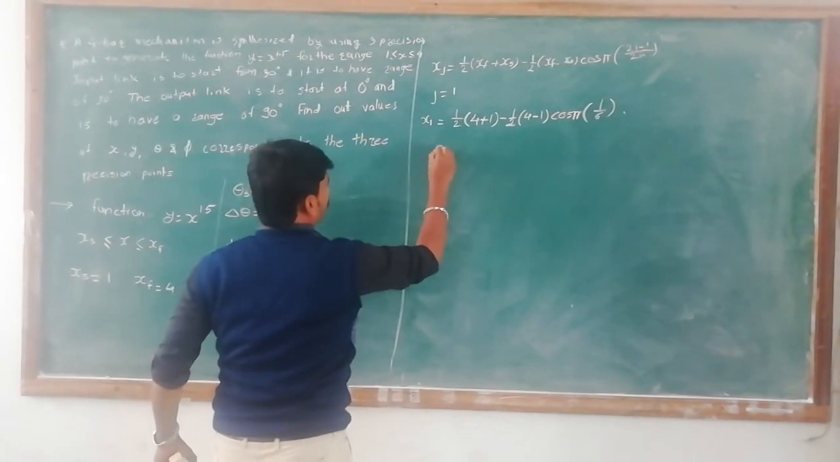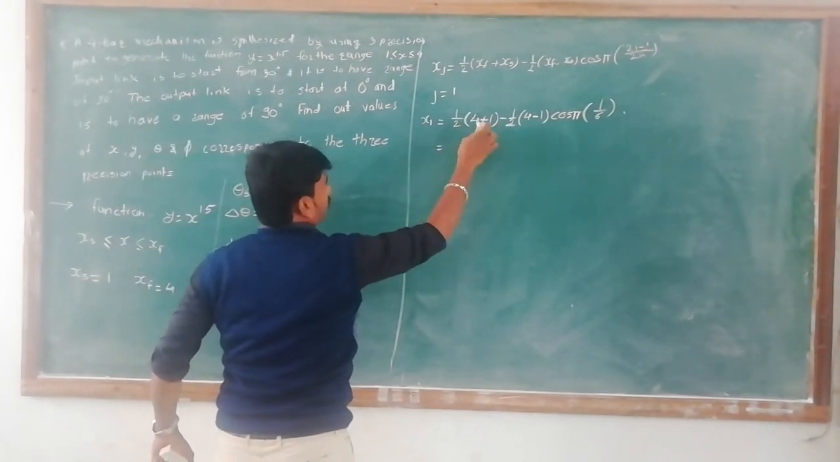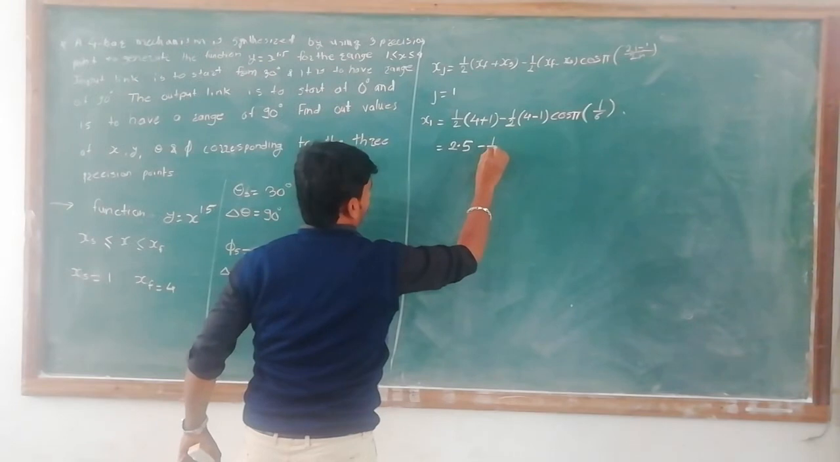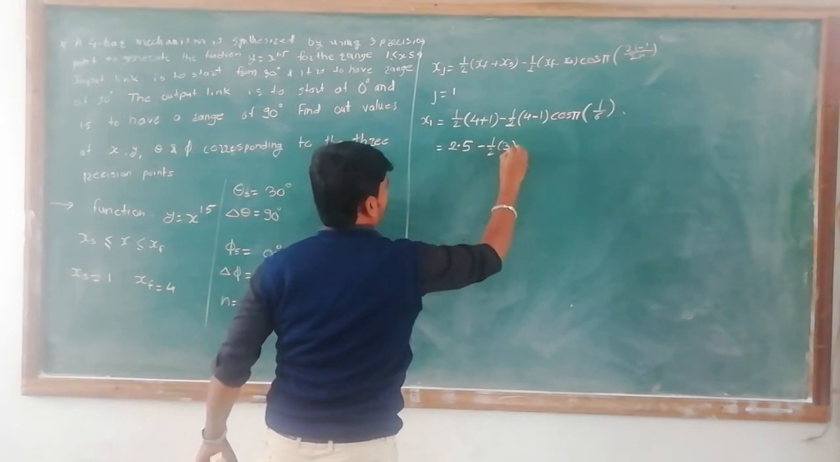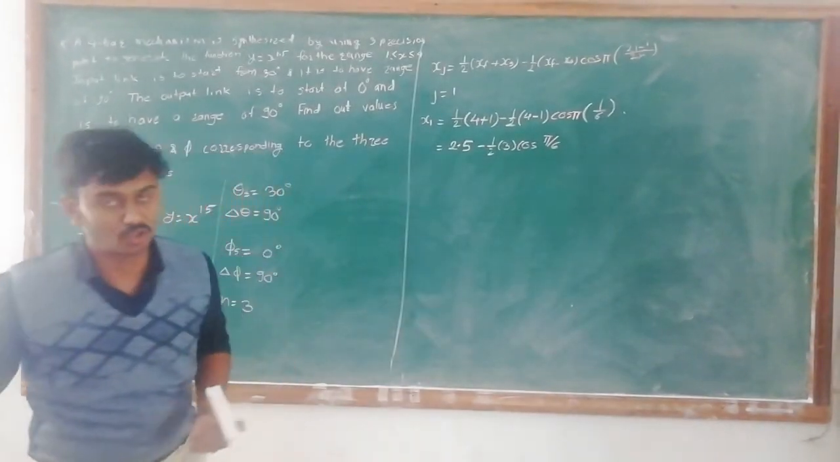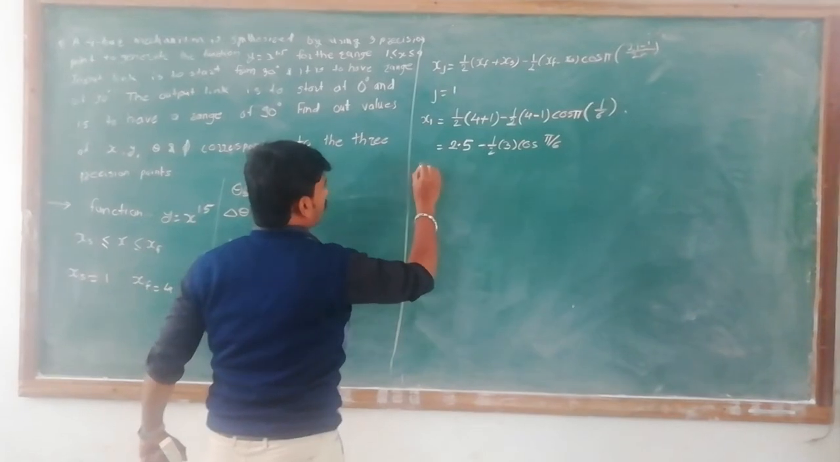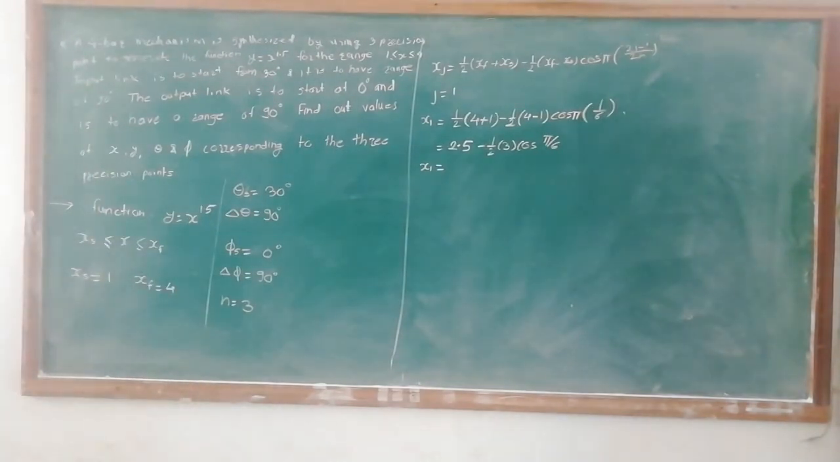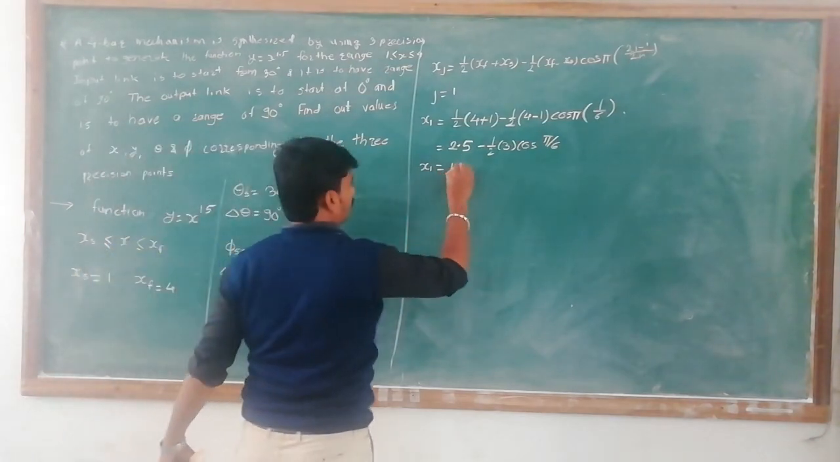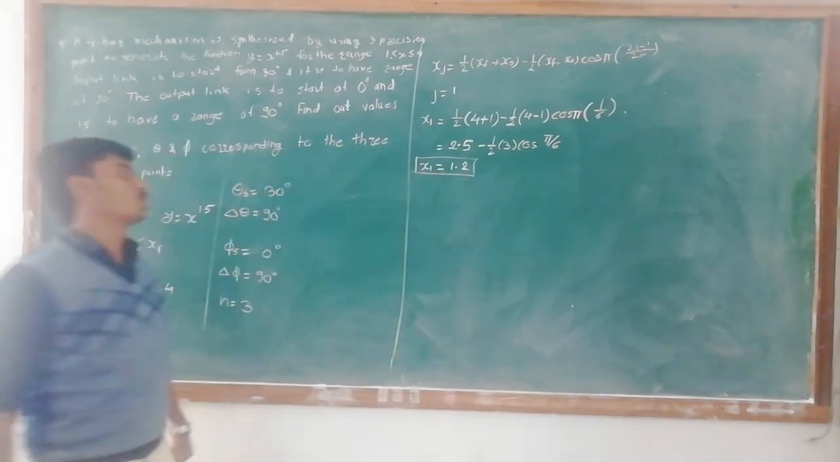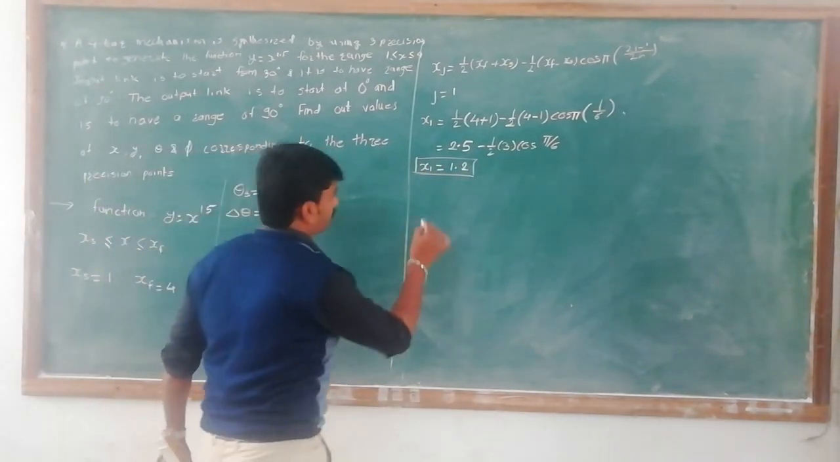So it is equal to 4 plus 1, 5. 5 divided by 2 is 2.5, minus 1/2 into (4 minus 1), which is 3, into cos of pi by 6, which means cos of 30. As we put the value, we will get x1 is equal to 1.2. Now we have to find x2.